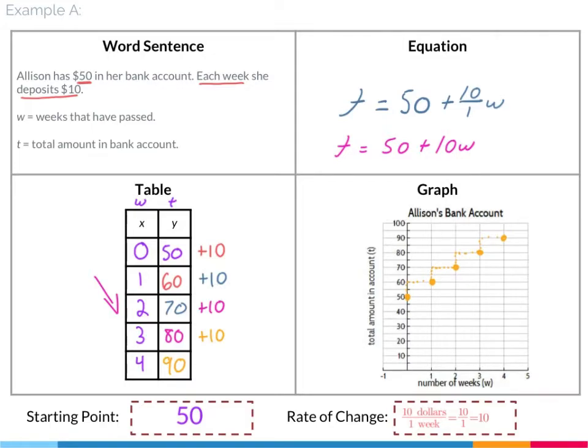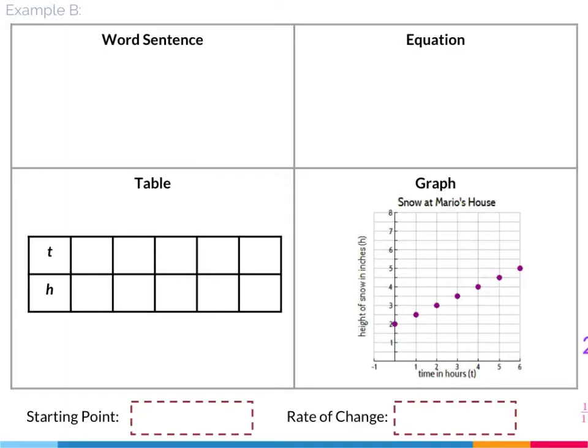Now let's do it with something else in example B. So here we are at example B, and this time they gave us the graph about snow at Mario's house, and they would like us to come up with a table, an equation, and a word sentence. So again, let's start looking at our starting point and our rate of change, because that information will be valuable in finding our table, finding our word sentence, and finding our equation. Is it possible to do these other things without finding the starting point and without finding the rate of change? Yes, it is, but it is a lot easier if you have that information.